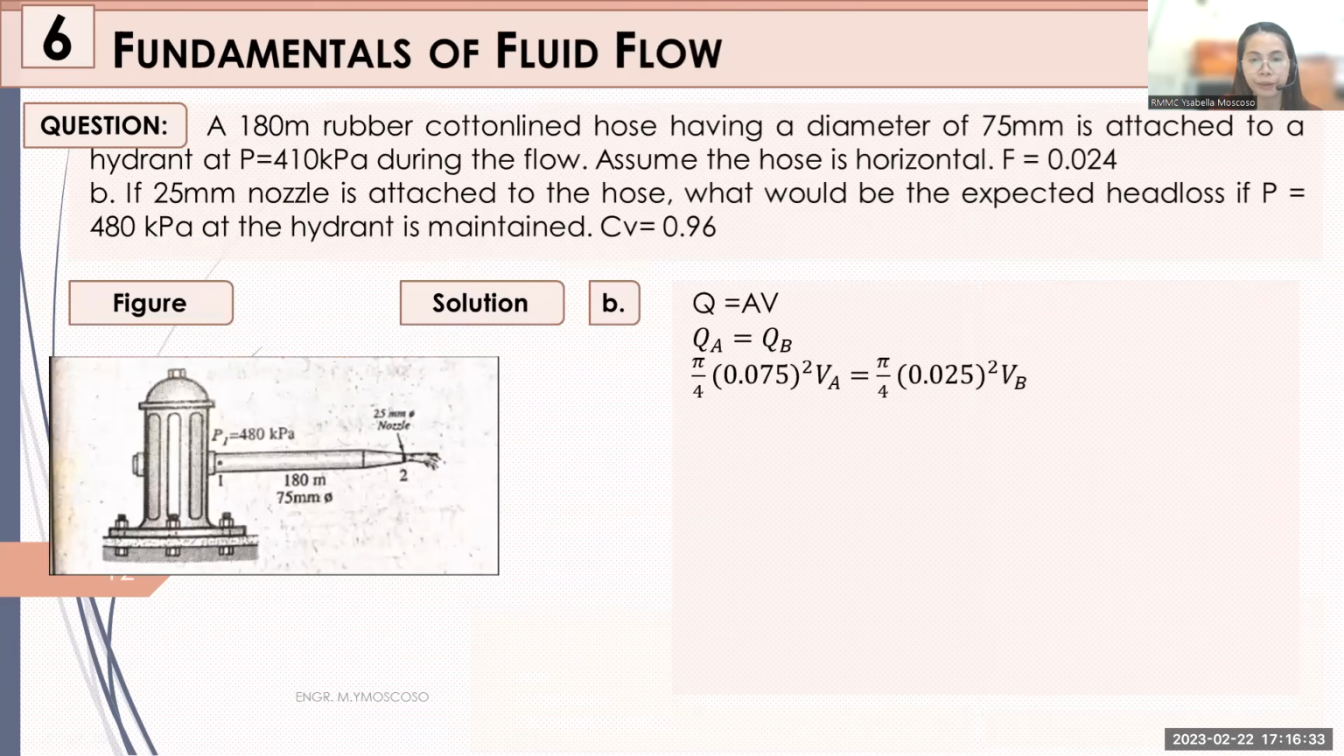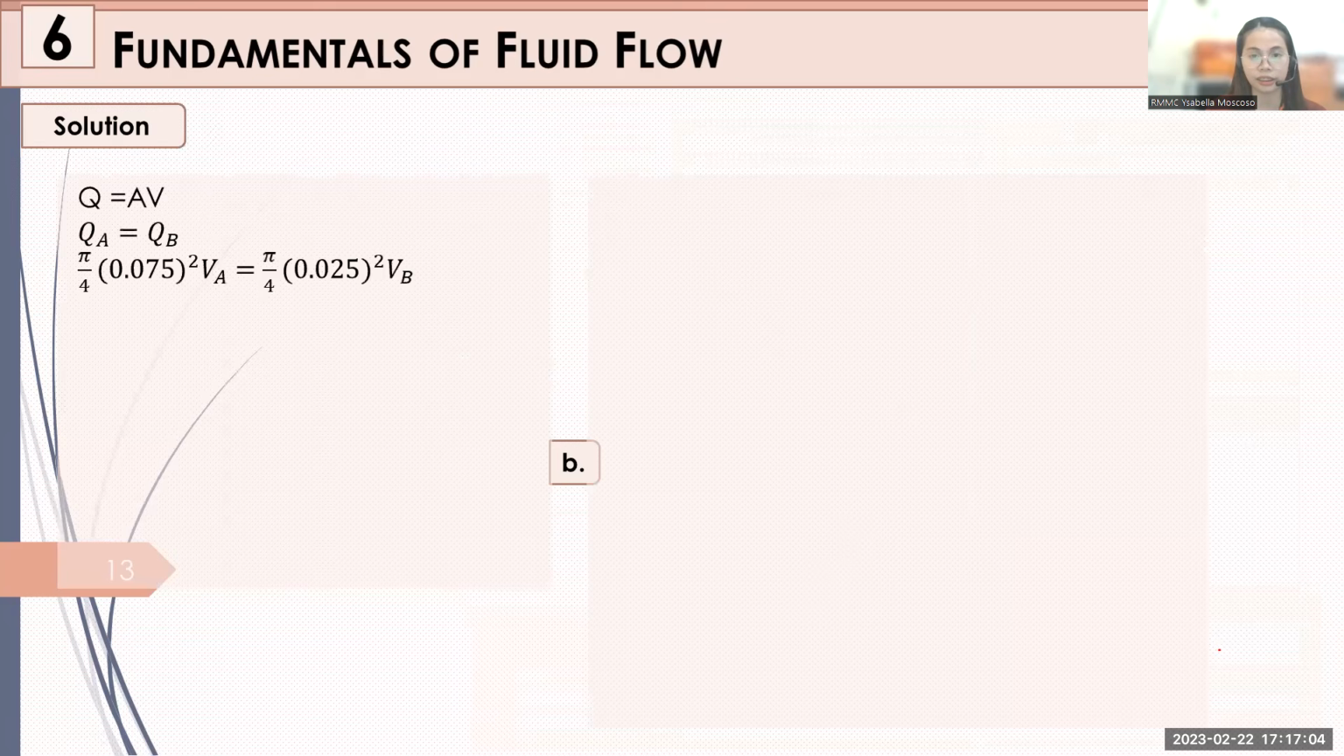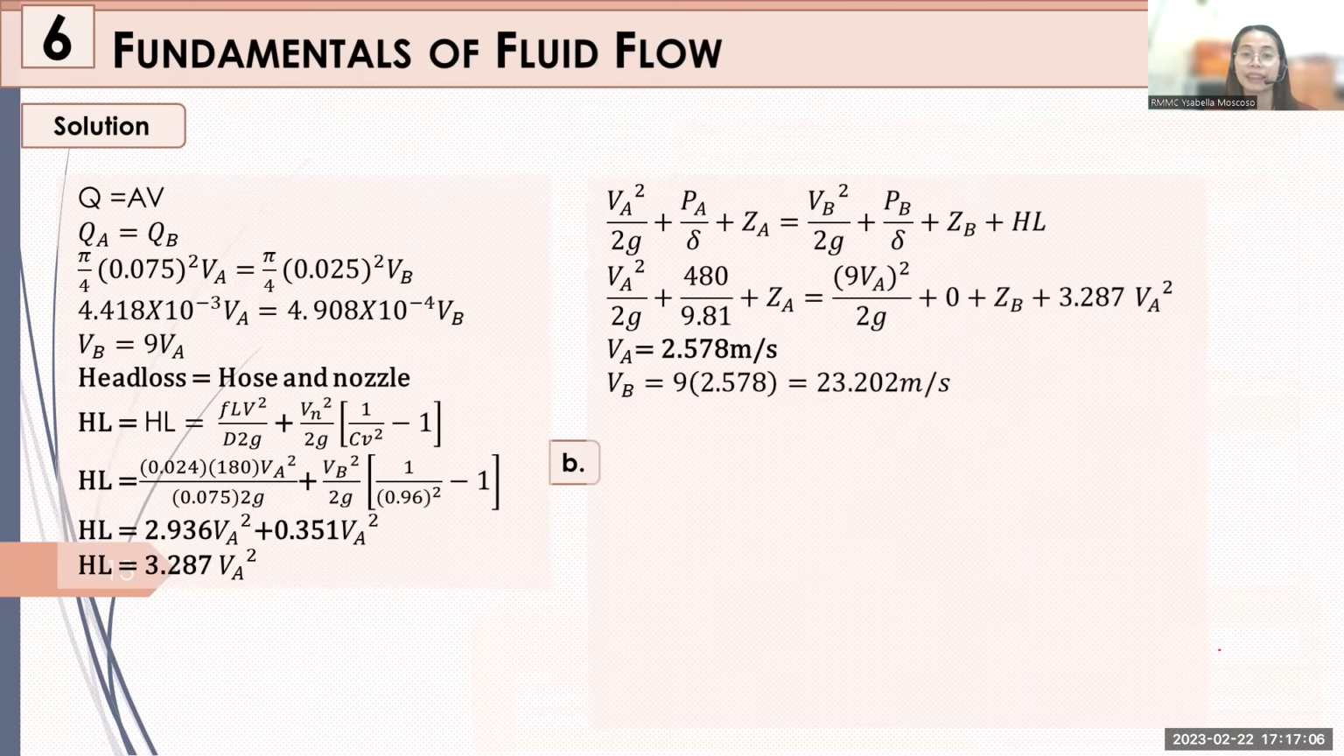Sabi sa problem letter B, that your nozzle is being attached sa iyong hose, which is at the diameter of 25 mm. Kung kukunin natin yung discharge dito sa nozzle ninyo, that is area times the velocity. Meron tayong dalawang velocity, which is velocity at point A and velocity at point B. Question, anong velocity yung gagamitin natin? Is it sa A or sa B? The answer would be sa B, which is the velocity galing sa nozzle ninyo. Huwag kayong malito dyan.